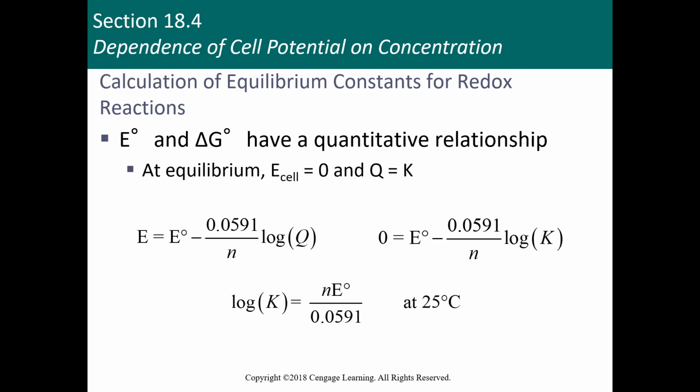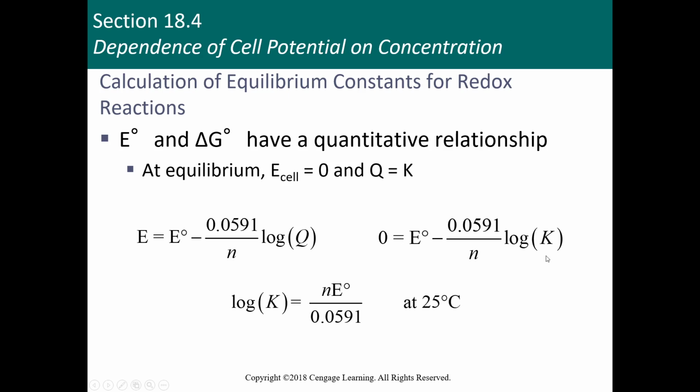Okay, so the calculation of equilibrium constants for redox reactions. So you notice that the equilibrium constant actually was related to your cell potential. So E naught and delta G naught have quantitative relationships. You already knew that the equilibrium constant was related to delta G naught. So at equilibrium, E cell equals 0, Q will equal K, and so we can just substitute those in, 0 and K. And of course this is for 25 degrees Celsius.